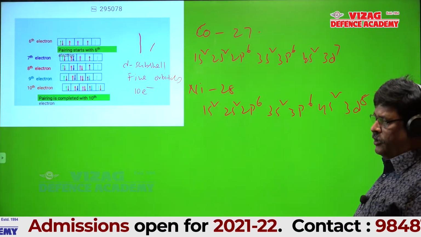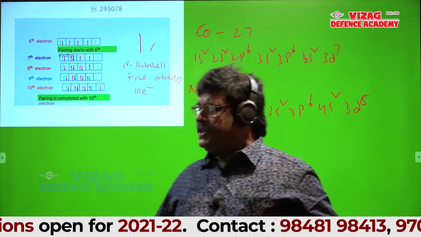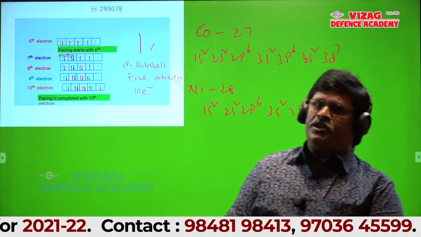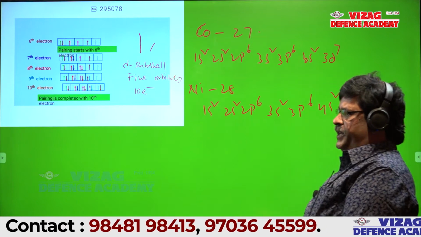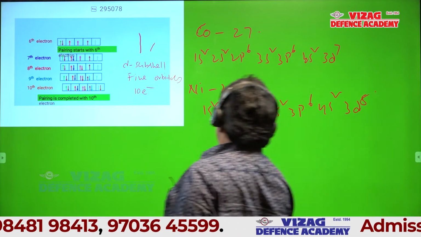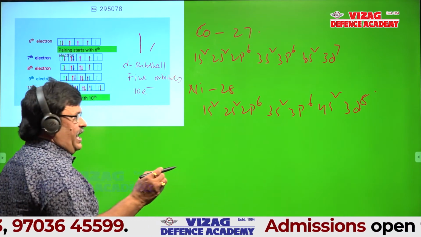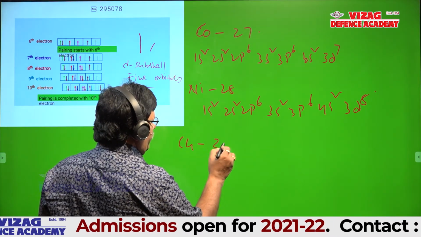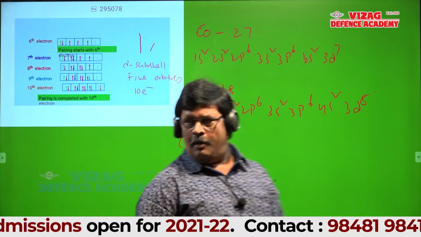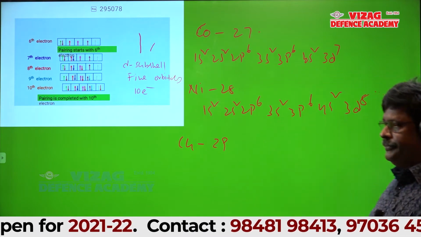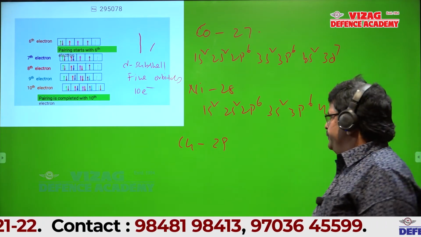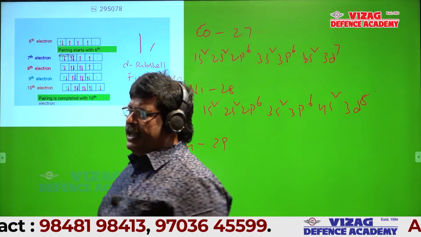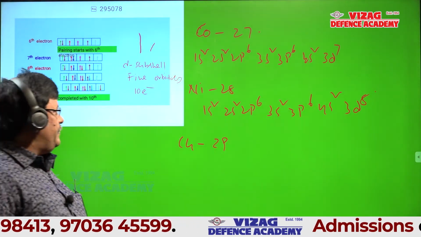First we'll write the 30 configurations. After that we'll discuss different types of questions which are useful for your competitive exams. Next to nickel, can anyone tell the element? Copper, what is its atomic number? Is there any anomaly in the configuration of copper?